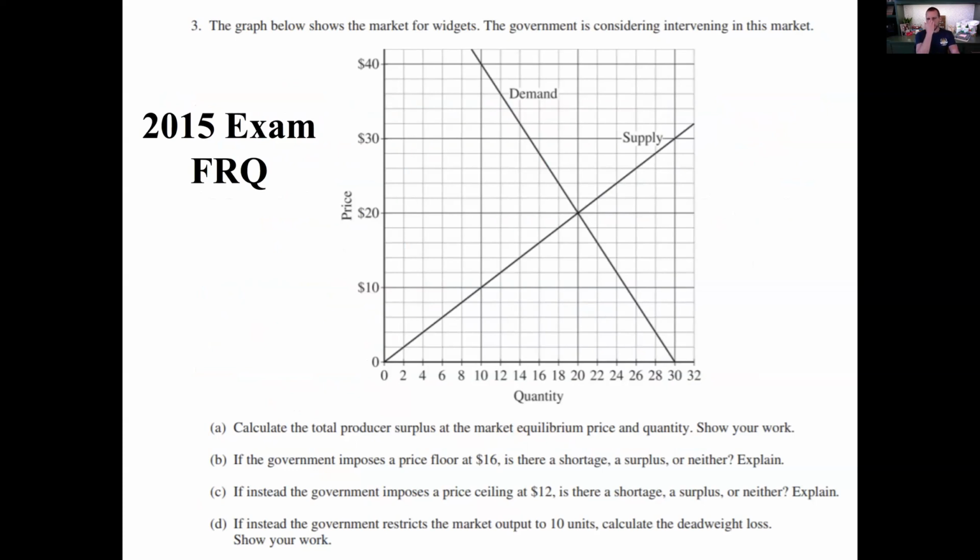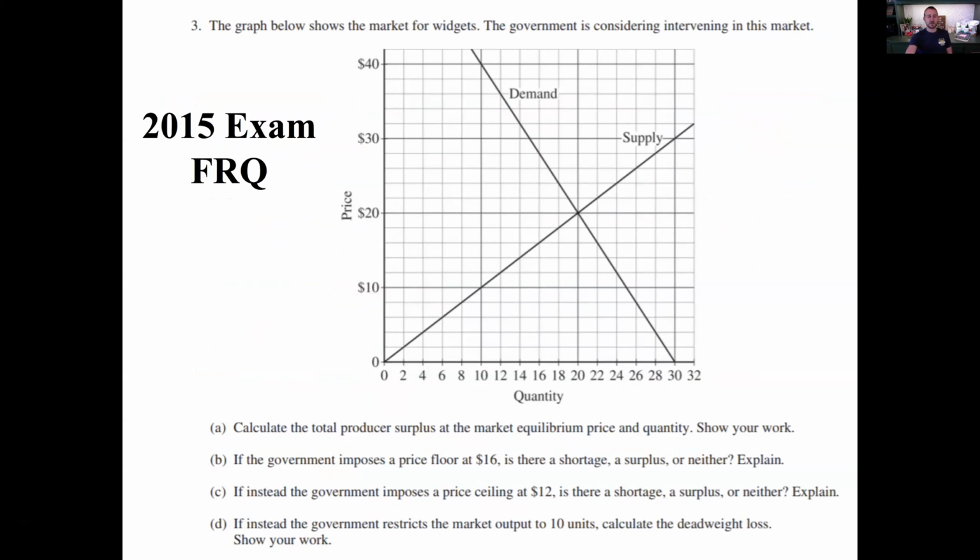So again, maybe this is how the free response will look. I don't really know, but this says calculate the total producer surplus of the market equilibrium. Producer surplus is this triangle down here. So it's your base of 20 times your height of 20. So 400 divided by 2 is going to be 200. So that's your producer surplus, right? And so you need to be able to do that kind of math.